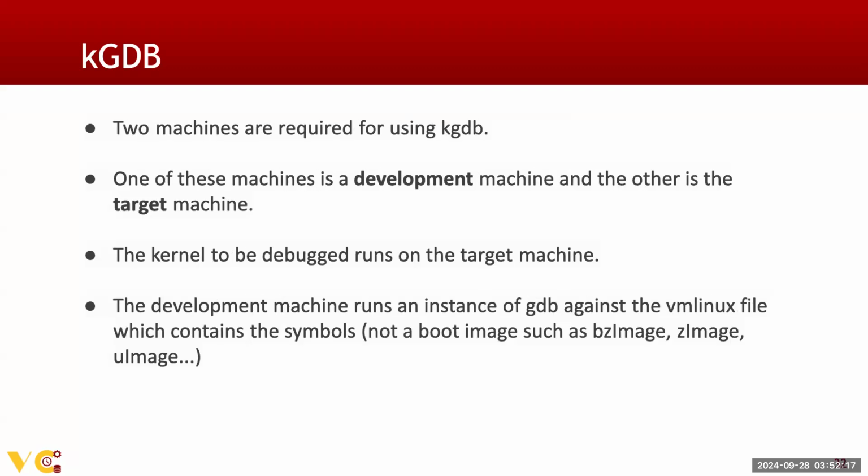To give a quick overview of how GDB is used, essentially you use KGDB with these VMs. You need two machines: one is your development machine and one is your target machine. It requires a series of steps to enable GDB, and you use it through a serial port or serial console.